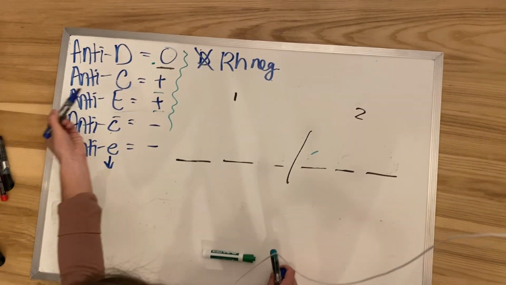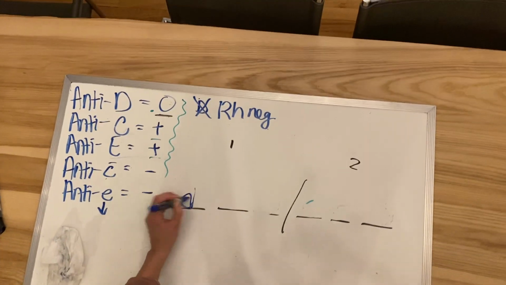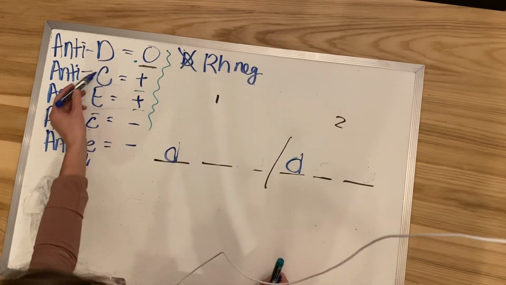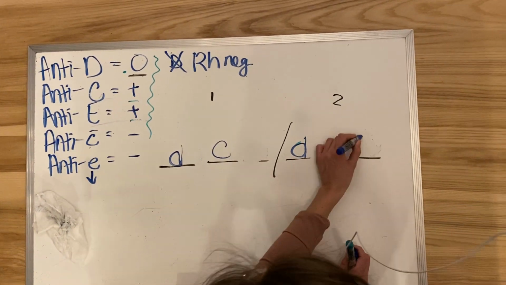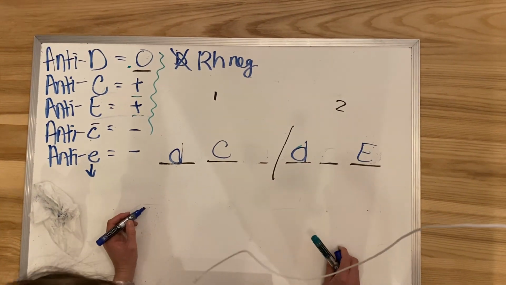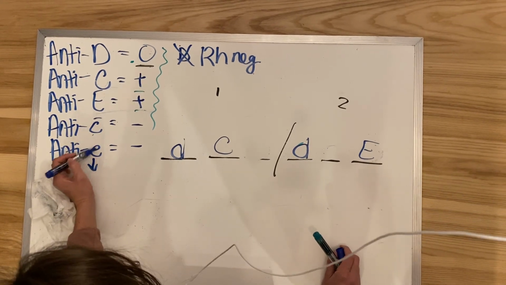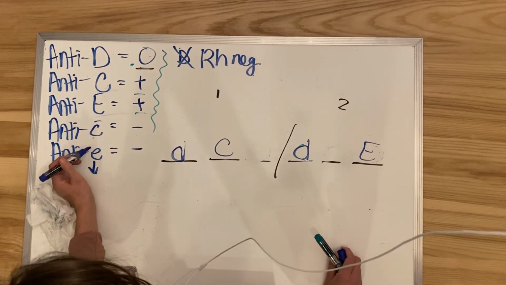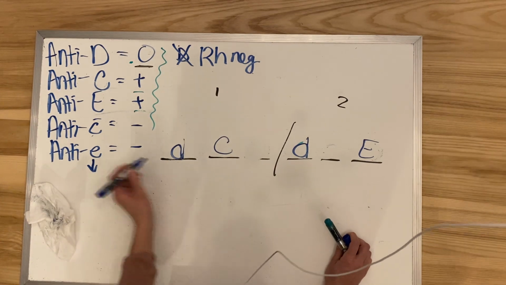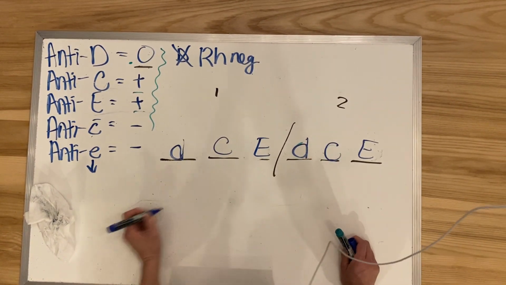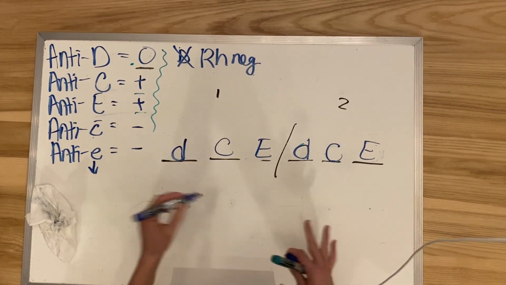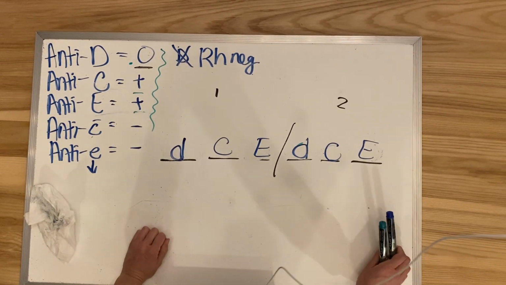Is the D present? No, it's not. So you put little d here, little d here. Are there big C and big E? Yes, there are. So you're going to separate them. And then it's going to say, look at the next two sets. Well, there's no little c and there's no little e. So you can't fill them in there. So this has to be a big E and this has to be a big C. So you just keep filling them in properly.